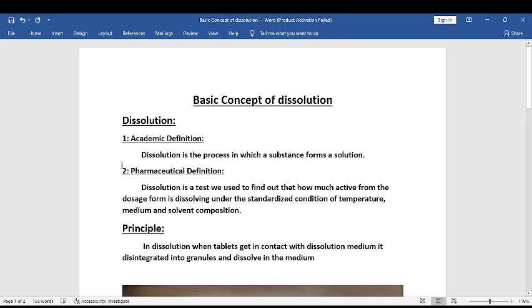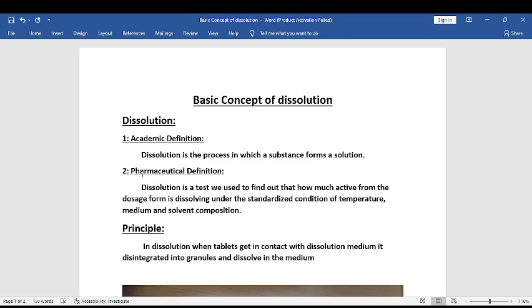And the other definition is pharmaceutical definition, in which it is defined as dissolution is a test we use to find out how much active from the dosage form is dissolved under the standardized condition of temperature, medium and solvent composition. If someone doesn't know what active is, I am explaining here for them.